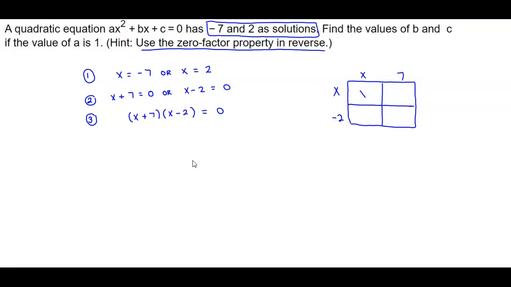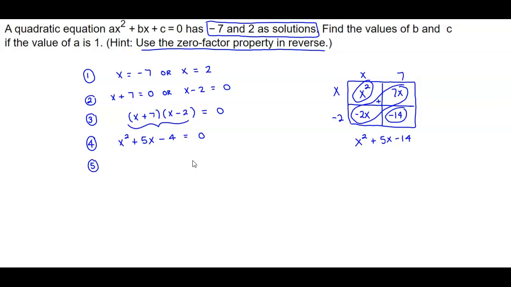So x times x is x squared. x times 7 is 7x. -2 times x is -2x. -2 times 7 is -14. So we end up getting x squared, and then we combine these two terms, because -2x plus 7x is plus 5x, and then that becomes -14. So now in step number 4, we can write this in the form of x squared plus 5x minus 14, and that's equal to 0.